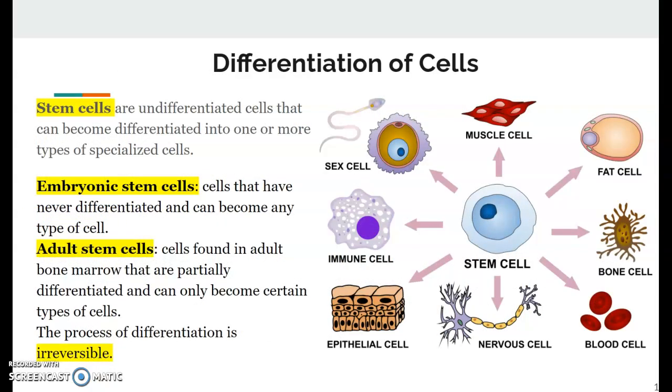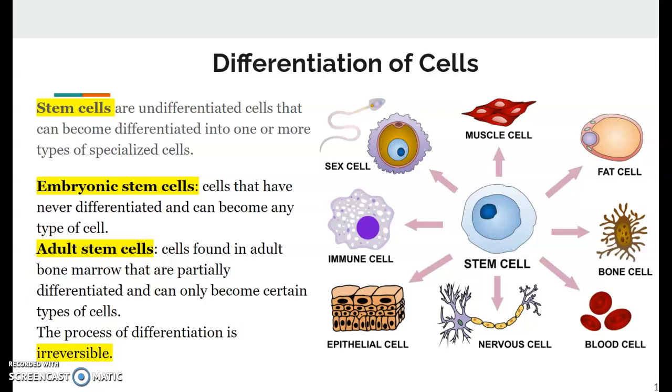All right, so stem cells are undifferentiated cells that can become differentiated into one or more types of specialized cell. There are two types: embryonic and adult stem cells. Embryonic stem cells are cells that have never been differentiated, and they could become any type of cell. So they're super valuable. But adult stem cells are found in adult bone marrow, and they're partially differentiated, so they can only become certain types of cells.